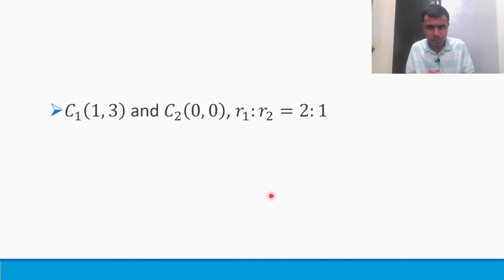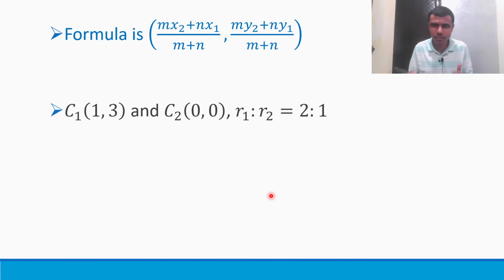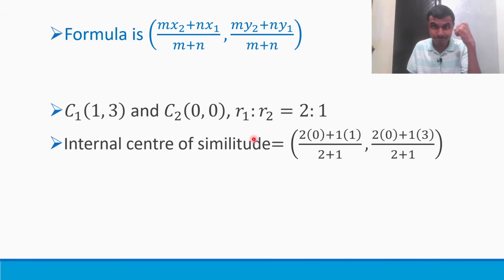Again C1 and C2. Again I need a formula. For the formula, what should we do? Call formula man. Come on, formula man, please send us a formula for the internal center of similitude. And formula man has sent us a formula. This you need not write in the exam. I'm just showing you. Okay, chalo.